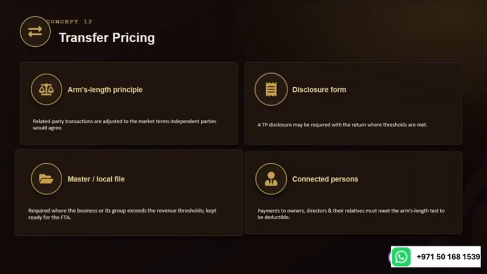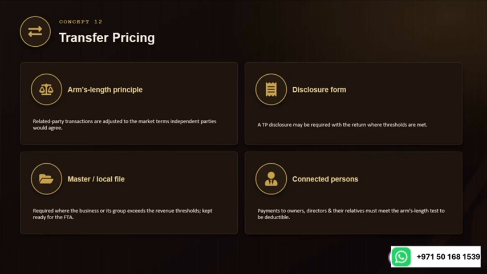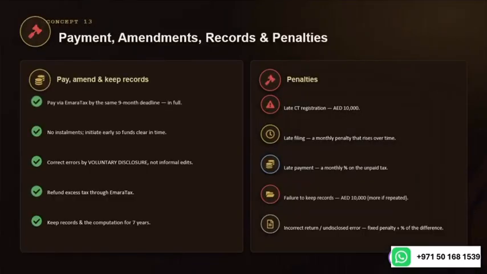Explore the essentials of transfer pricing, including the arm's length principle and disclosure requirements. Learn about payment deadlines, amendment processes, and penalties for non-compliance, emphasizing the importance of accurate record-keeping.